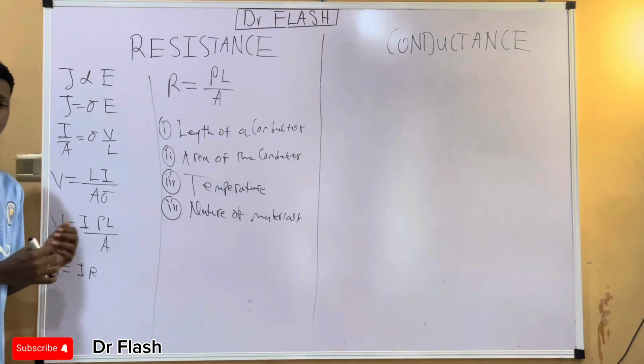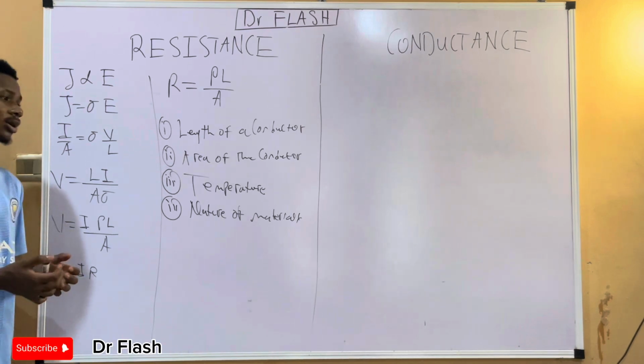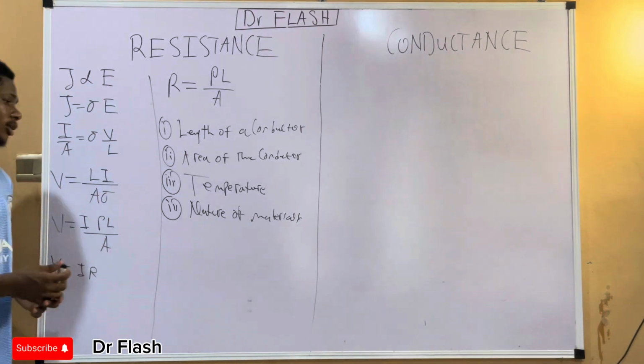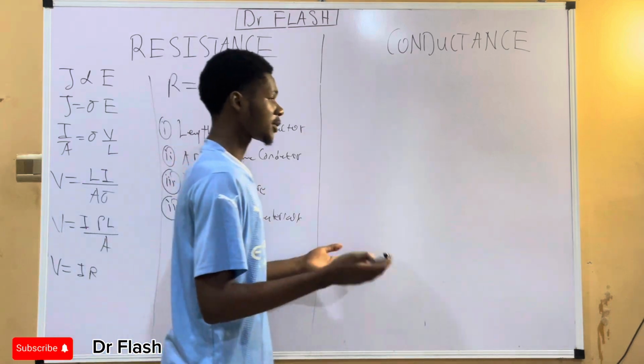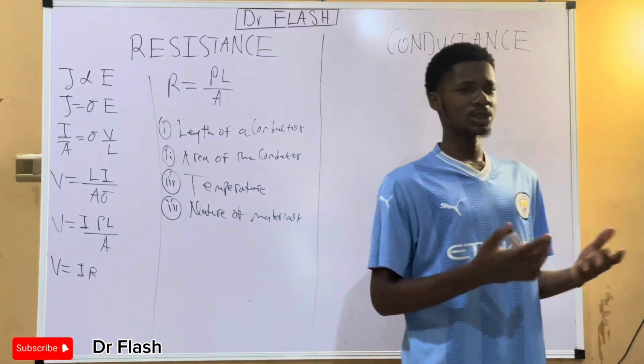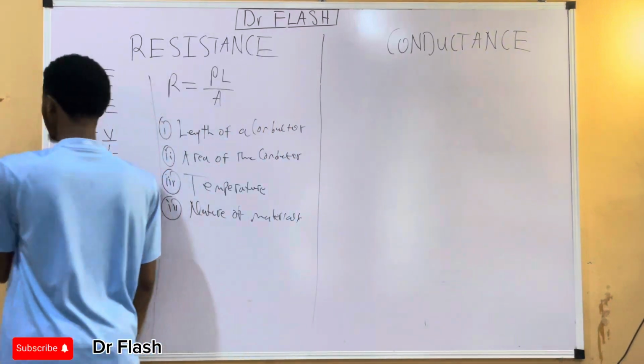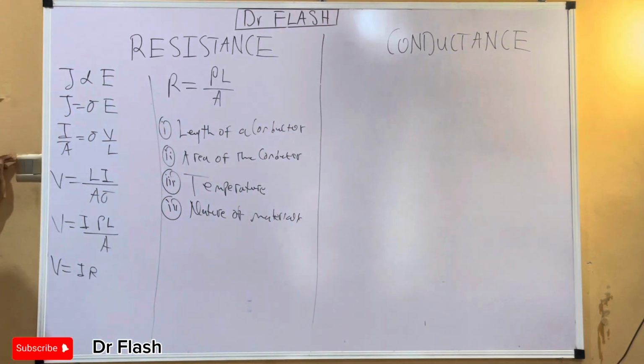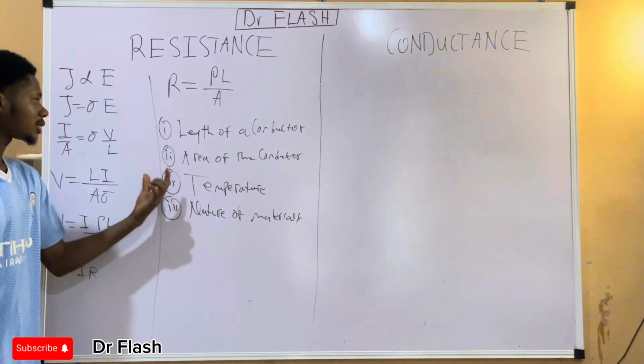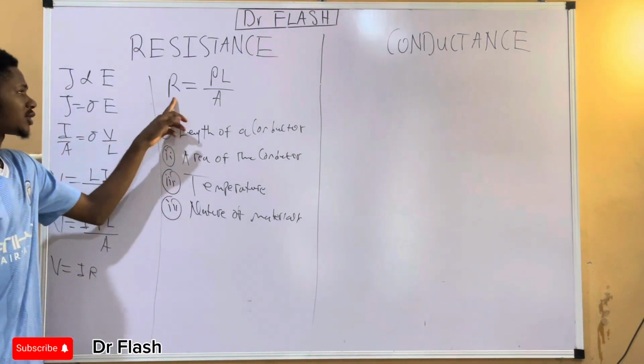But then there are rankings to all of this. Silver is generally the best conductor you find, but it's too expensive, so most times we don't make use of it in building. Imagine staying in a house that is built with silver. What do you think will happen in the next two to three weeks? These things will get stolen. Okay, now here are the properties or values that resistance depends on.